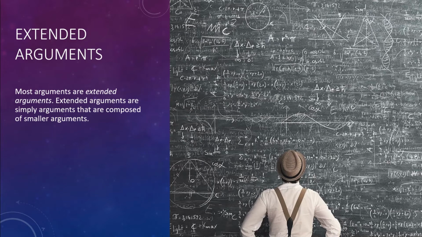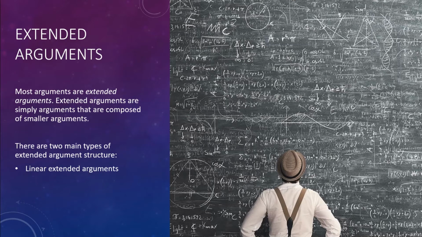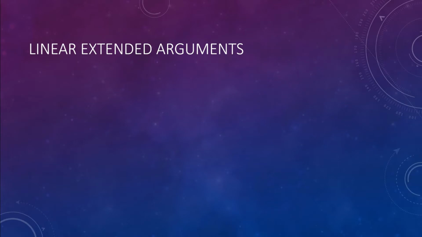Extended arguments are simply arguments that are composed of smaller arguments. There are 2 main types of extended argument structure, and we need to be familiar with both of them. The first is linear extended arguments, and the second is parallel extended arguments. It should be added that some arguments can contain a mixture of both linear and parallel structure. Let's take a look at linear extended arguments.